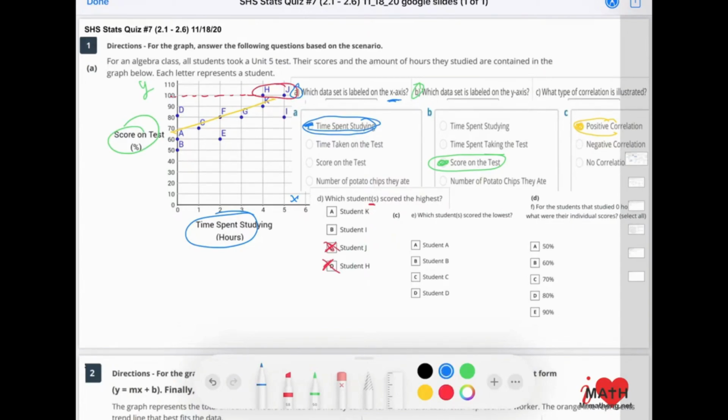E. Which student scored the lowest? So there it is. That would be student B.